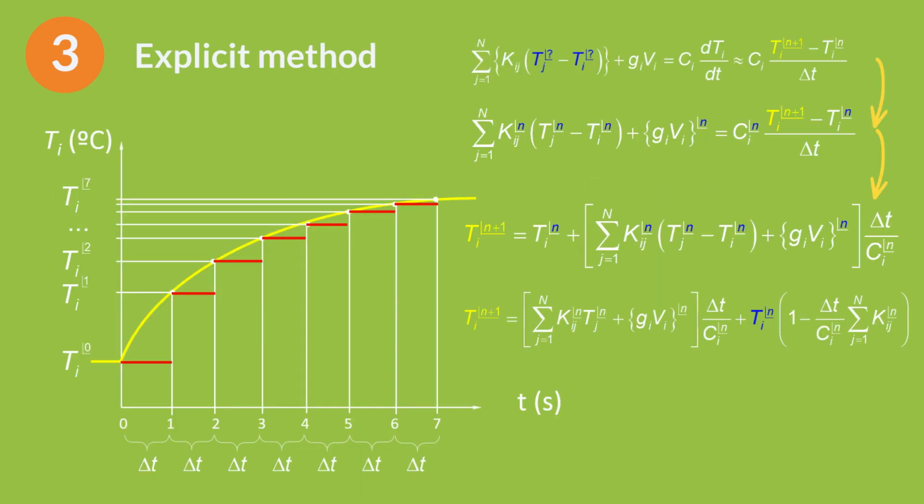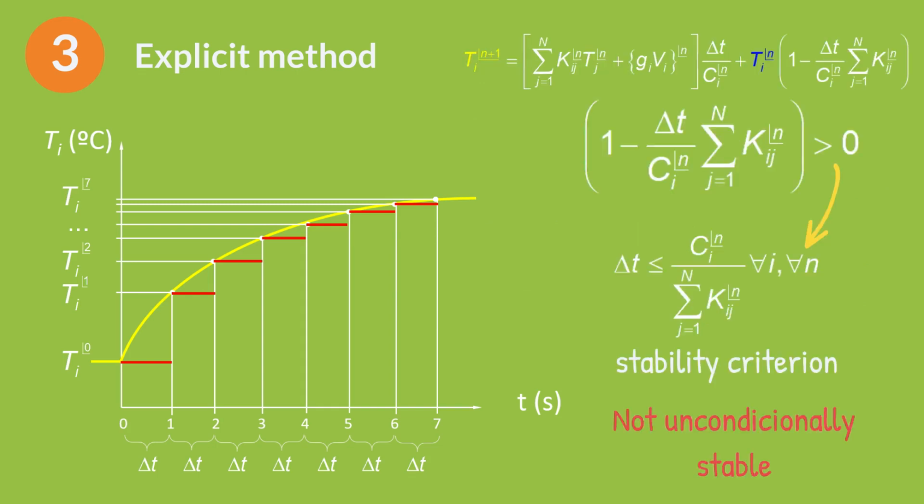In the explicit method, inputs, outputs, and internal heat generation terms are evaluated at time n. This is equivalent to approximating a continuous function by a step function below the continuous curve. An undesirable feature of the explicit method is that it is not unconditionally stable.